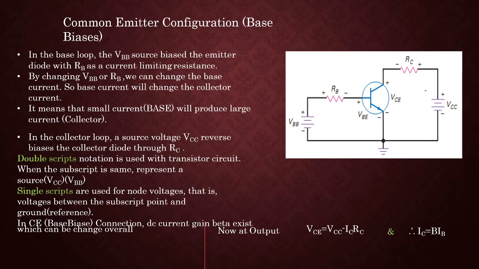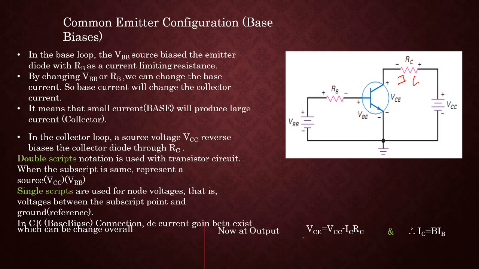So apply the KVL equation across the output loop. Once we apply the KVL equation across the output loop, VCE equals VCC minus IC RC. What is the maximum voltage we have? The VCC, and the drop is nothing but, since the IC current flows here, the drop across RC will be equal to IC RC. So the VCC will be equal to VCE plus IC RC when we apply KVL.